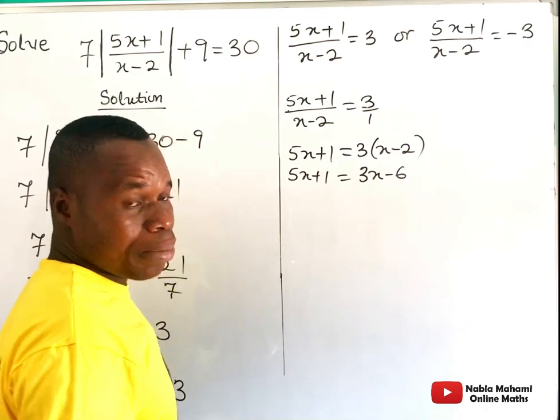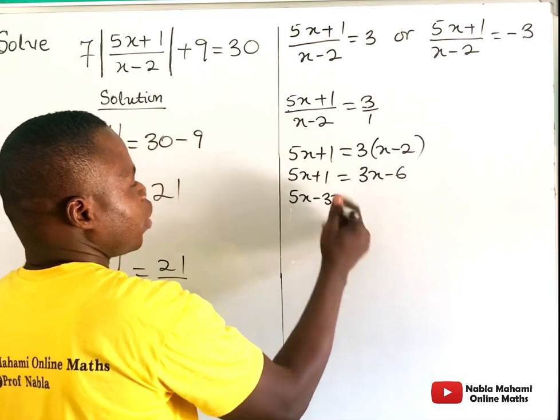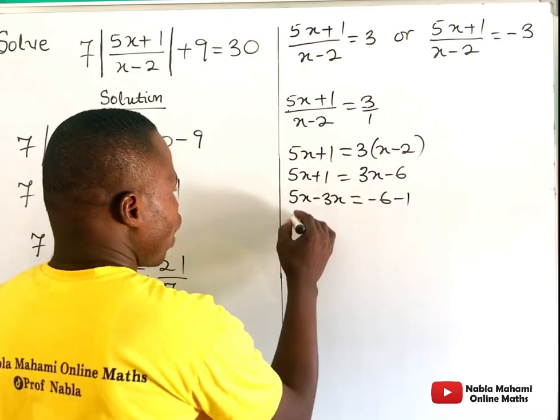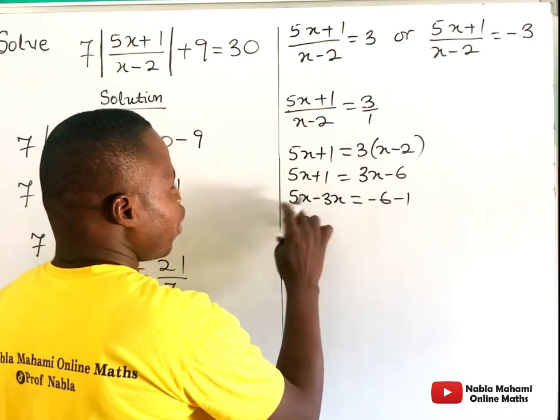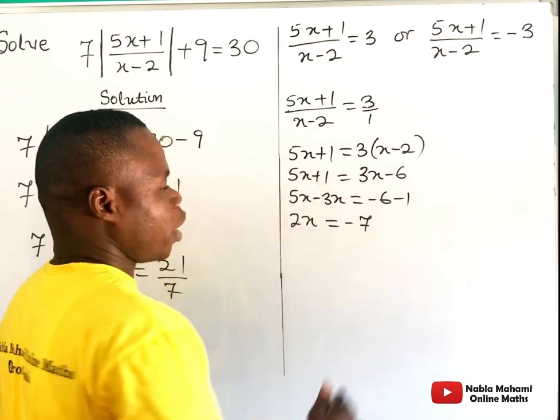Then I'll gather like terms from this point, meaning I'll have 5x minus 3x. 3x comes here to be negative, which is equal to minus 6. Sending 1 there will be minus 1. So I will now have 2x, meaning 5x minus 3x is 2x, which is equal to minus 7, because minus 6 minus 1 is minus 7.